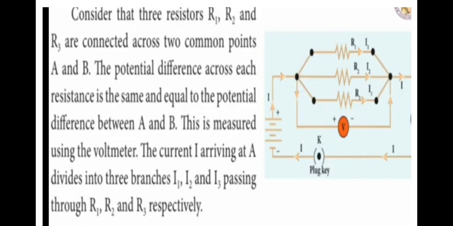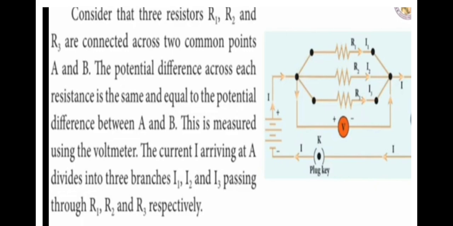Consider three resistors R1, R2 and R3 connected across two common points A and B. When you see this circuit, we can see that three resistors are connected in parallel between the two points A and B. The potential difference across each resistance is the same and equal to the potential difference between A and B. All the resistors have the same potential difference between A and B. This is measured using the voltmeter.